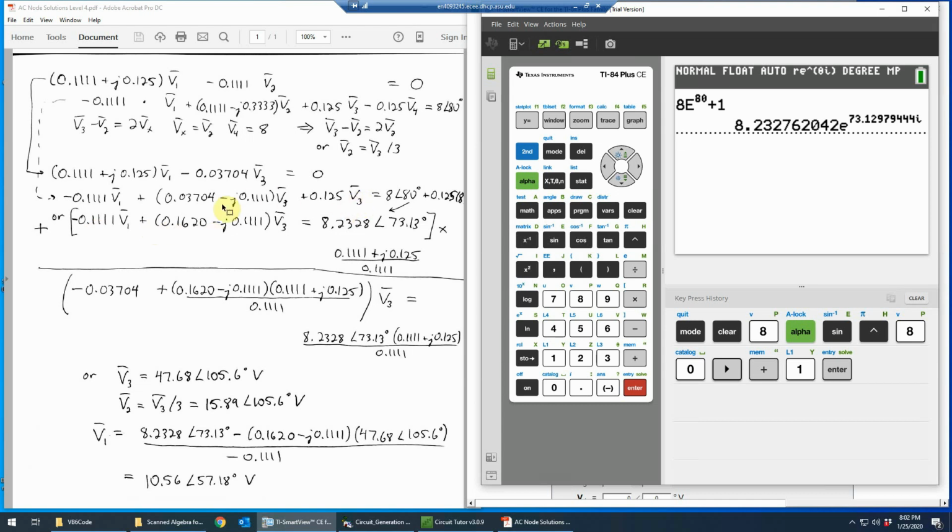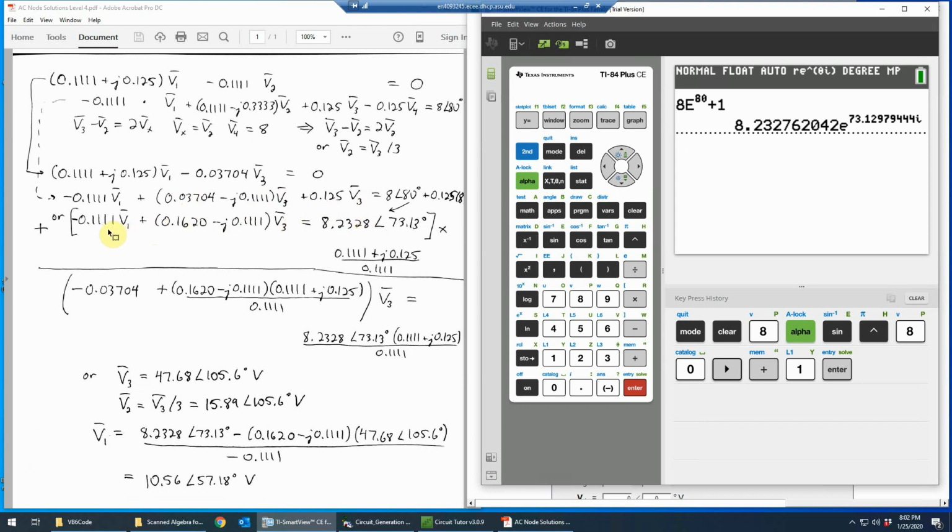And also, we have to combine the two V3 terms. So when we add the 0.125 V3 to the 0.03704, just doing that simple arithmetic gives you 0.1620. And then the imaginary part remains the same because this has no j. Okay, so that basically produces the simplified form of that equation.